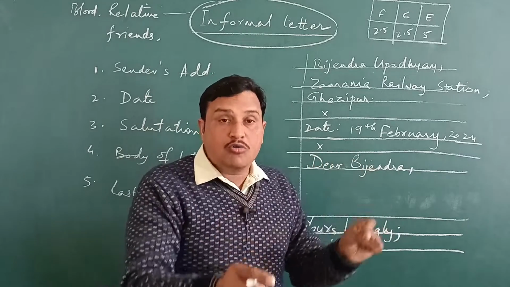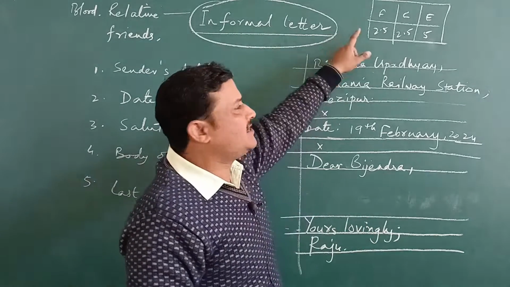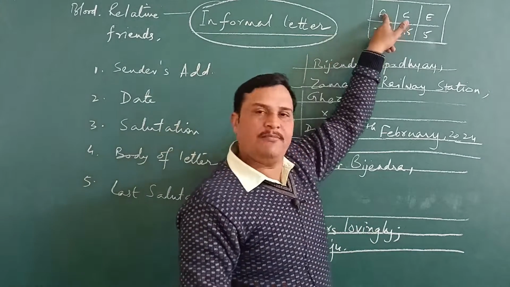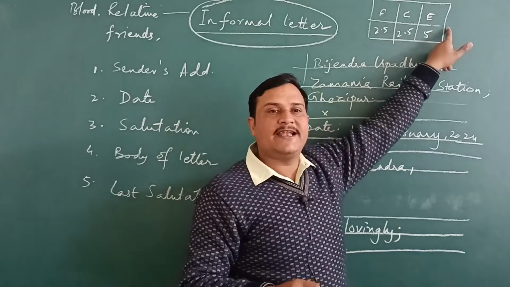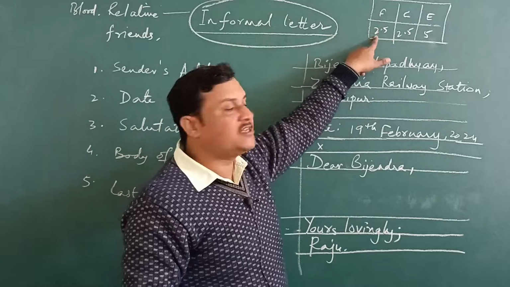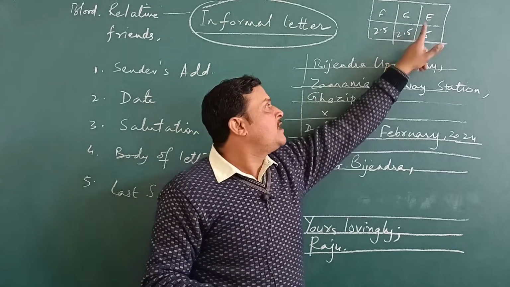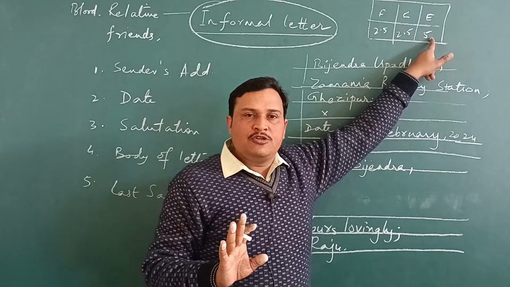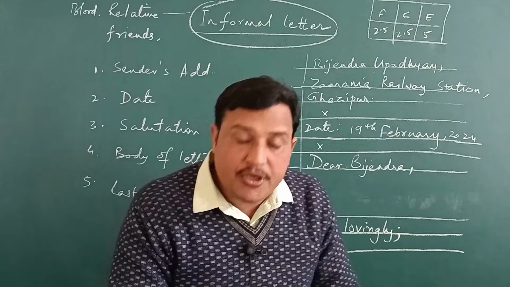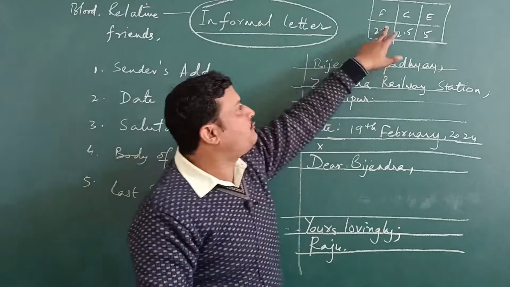So how is the council going to give the marks for the informal letter? The structure is the same: FCE, format, content and expression. For format there are 2.5 marks, for content 2.5, and for expression 5 marks. Clear? Now we are going to discuss how we can get the full marks for the format.